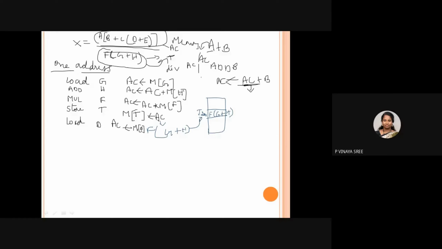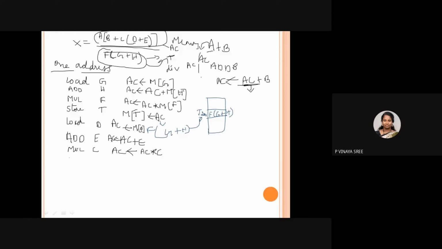Next we have an operation called add. Perform add e, so that the accumulator contents will be added with e, giving d plus e. Next we need to do mul c, which means in the accumulator we have d plus e, and with that we need to perform a multiplication with c.